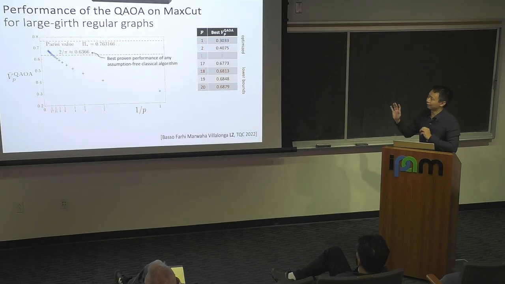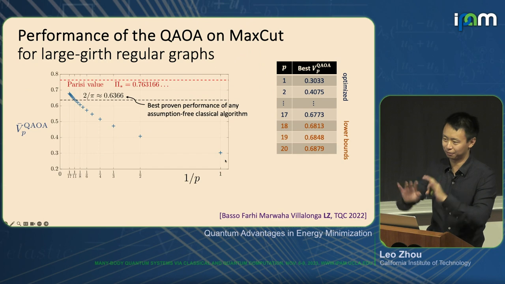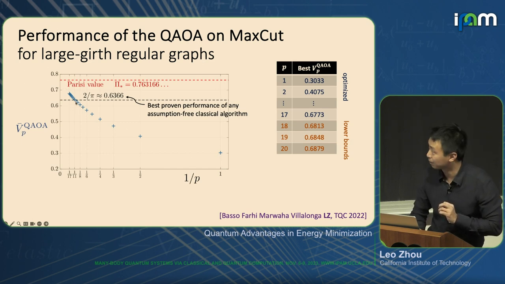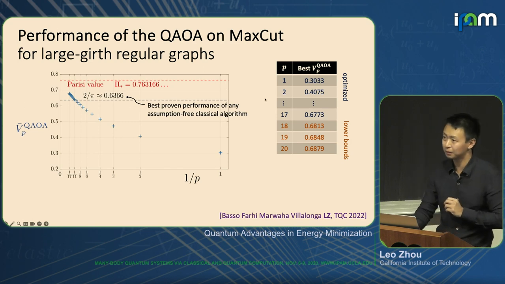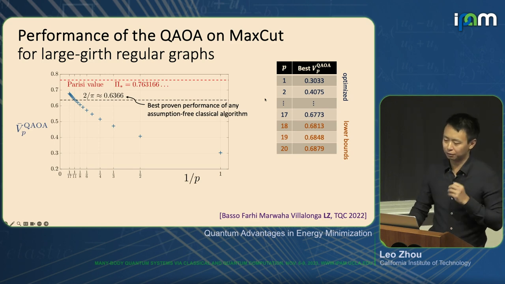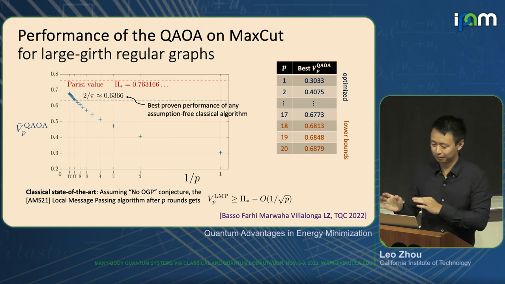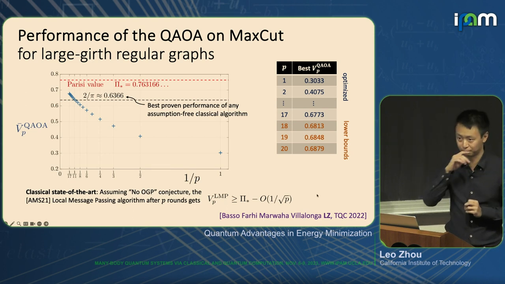So now let's plot these values, specifically just the optimized one for a second. Here I'm plotting the value that you achieve as a function of 1 over p, just so I can see all the values in a compact way. As you increase p, you go from bottom right to top left. At p equals 11, you pass this 2 over pi value, which is the best proven performance for any assumption-free classical algorithm. But as I mentioned before, if you consider the state-of-the-art algorithm that assumes the no OGP conjecture, the local message passing algorithm after p rounds can get arbitrarily close to the true maximum energy, the Parisi value, with an error that goes down like 1 over square root of p.